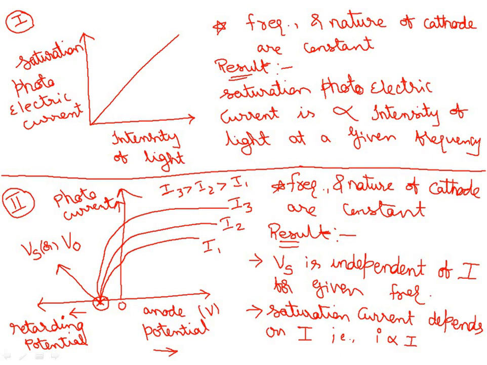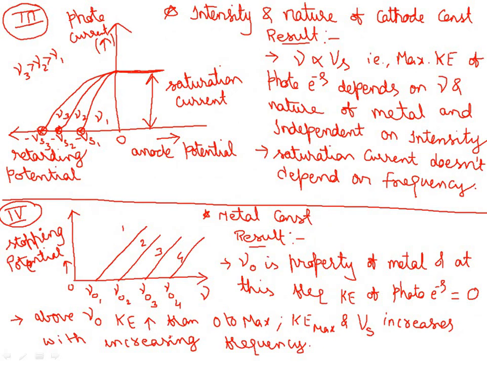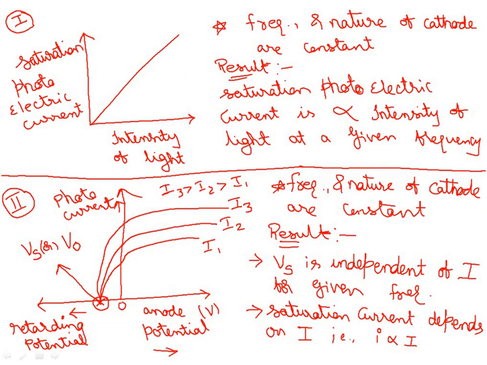Look here. When we plot a graph by keeping the frequency and nature of the cathode constant, taking intensity of light along the x-axis and saturation photoelectric current along the y-axis, you can notice the line is a straight line passing through the origin.